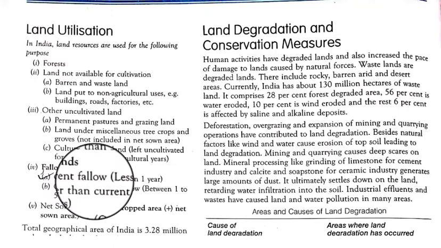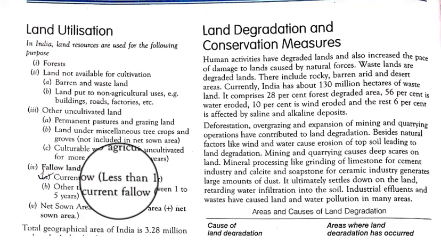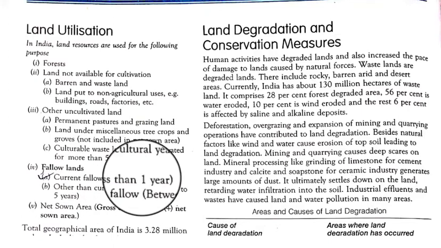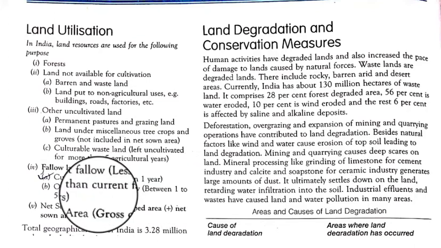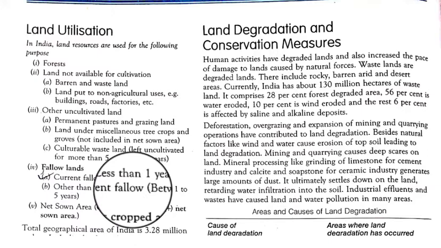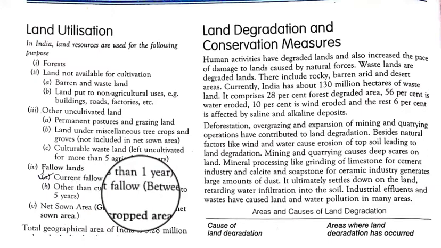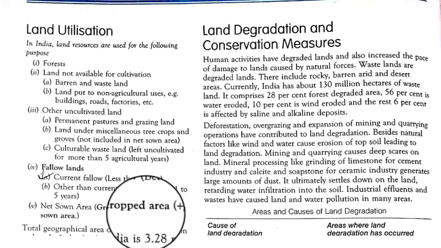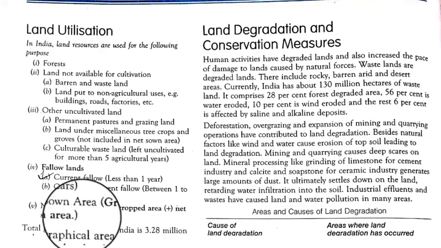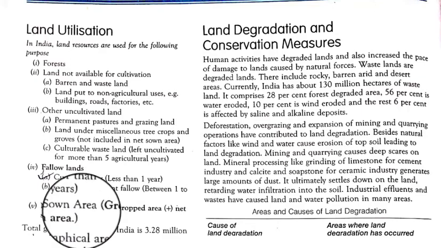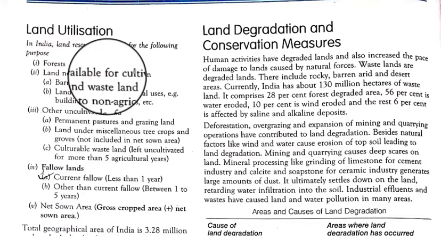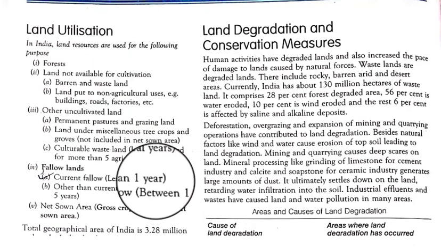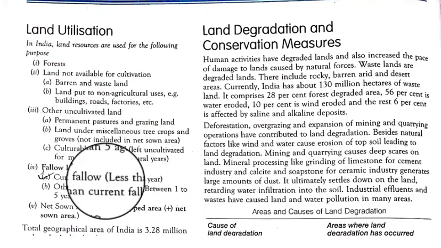Next are fallow lands. Current fallow is land left fallow for less than 1 year, and land fallow for between 1 to 5 years is called other than current fallow. And net sown area, along with gross cropped area, are actually the land resources, but we need to use the unused land for improving land capability.